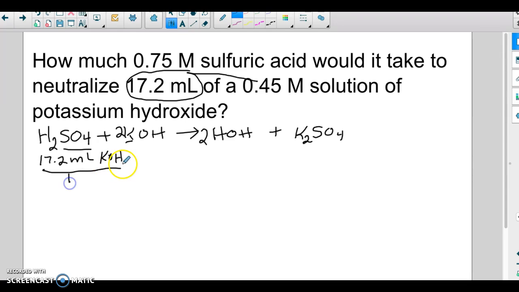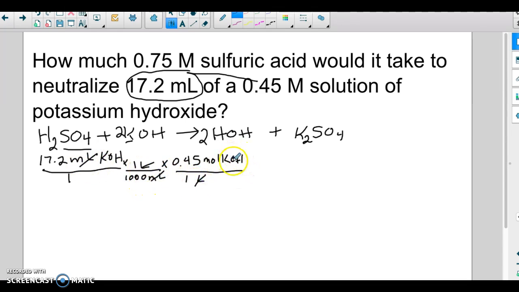And then I want to right away convert that to liters. And you can just move the decimal or do it this way. Then I'm going to use that molarity right away. 0.45 molarity is moles of, in that case, potassium hydroxide per 1 liter of potassium hydroxide. So my mL go, my liters go.